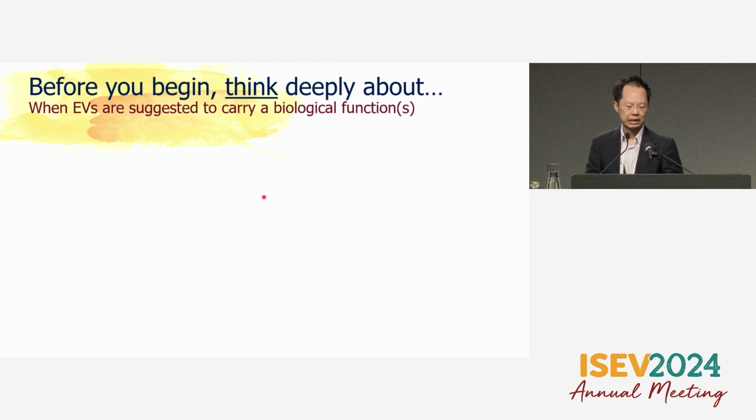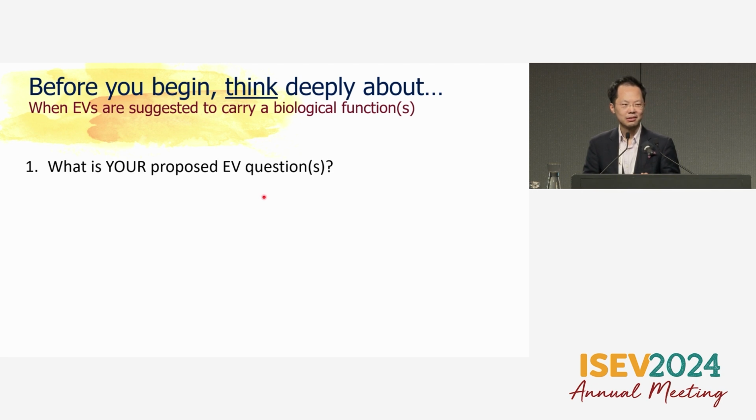But usually I would say that, I'm trying to make this talk a little bit more philosophical, is that before you begin your research, please think deeply about what you're trying to answer. Like, what is your proposed question? Rather than pursuing pretty images. Okay, I kept saying this. Don't pursue pretty images. I can give you a lot of pretty images, which really doesn't mean much, right? So what is your proposed vesicle question?